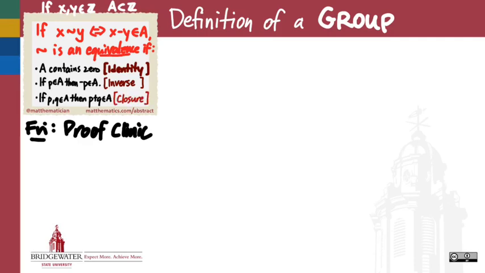And so these were the three properties, each one of them aligned with one of the three characteristics for a relation to be an equivalence relation. That A contains the 0 element guaranteed that this equivalence was reflexive. That the inverse property was satisfied by A guaranteed that this relation was symmetric. And that it was closed under addition guaranteed that this relation was transitive. So each one of those three requirements for this relation mapped onto a property of the set A.